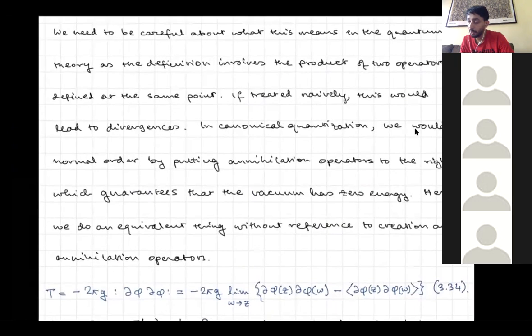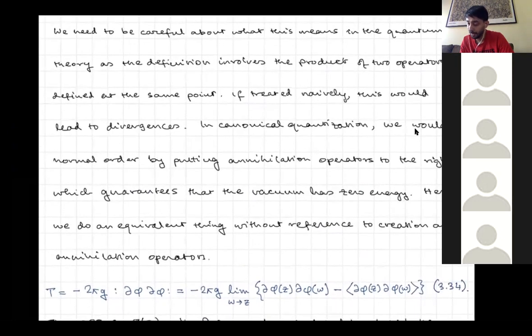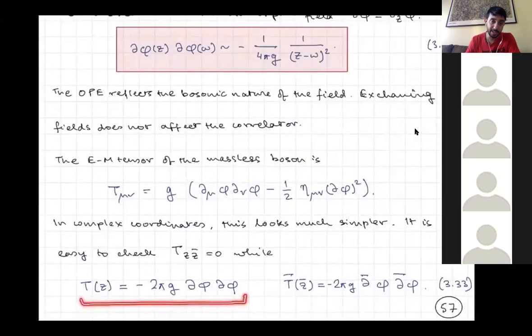Before we go on to the OPE of phi with T, what I want to first show you is how you make sense of T of z in a quantum mechanical form. You see, there is del phi which sits at the same point z, right?